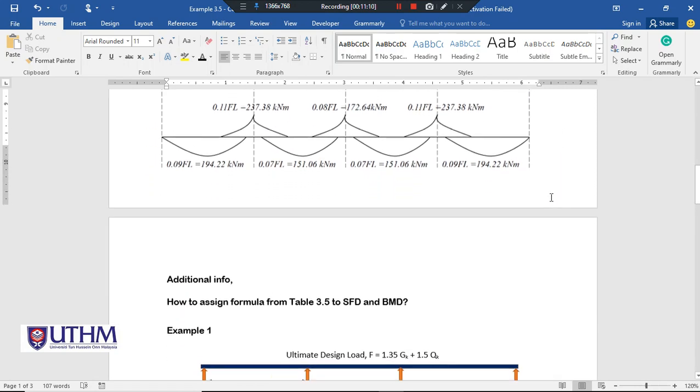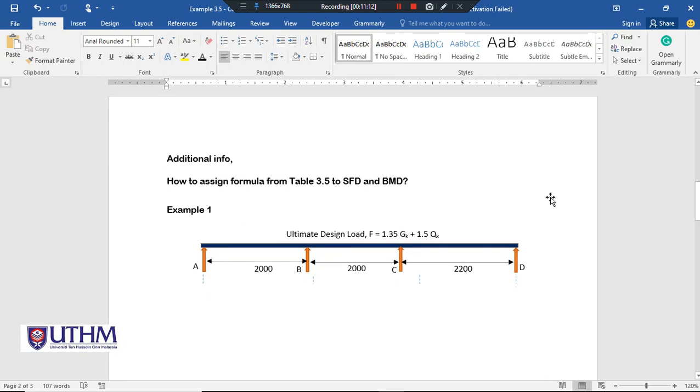Next, I will show you how to assign formulas from table 3.5 to the shear force diagram and bending moment diagram. This is additional info. This is example number 1. We have 3 spans, the first span is 2000 millimeters, same with the second span, meanwhile the third span is 2.2 meters. The load applied on this continuous beam is 1.35 GK plus 1.5 QK.